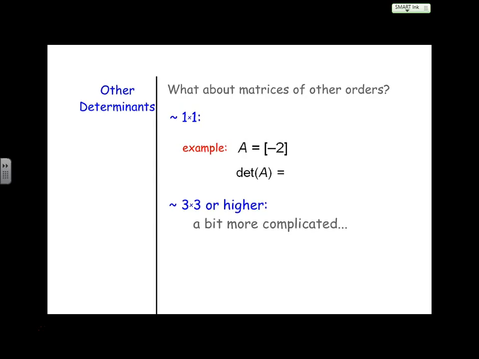Okay, so other determinants. Let's start with the easiest one. If you have a 1 by 1, you only have one element. You can't do a main. You can't do an opposite. Guess what? Its determinant is itself. Well, that's easy. So you're rarely going to see it because, well, first of all, 1 by 1 matrices are very rare.